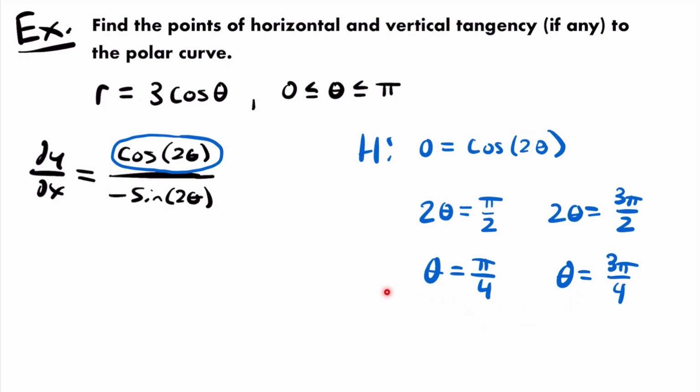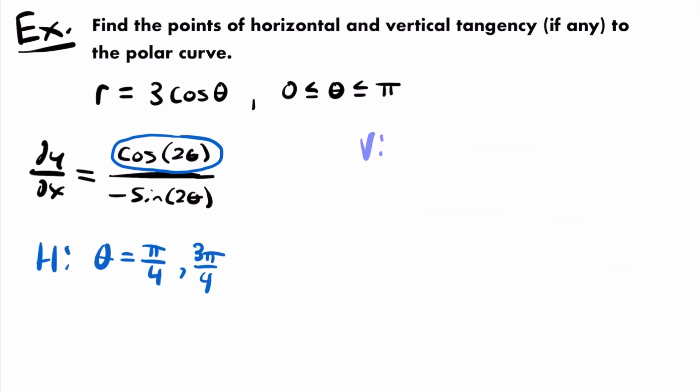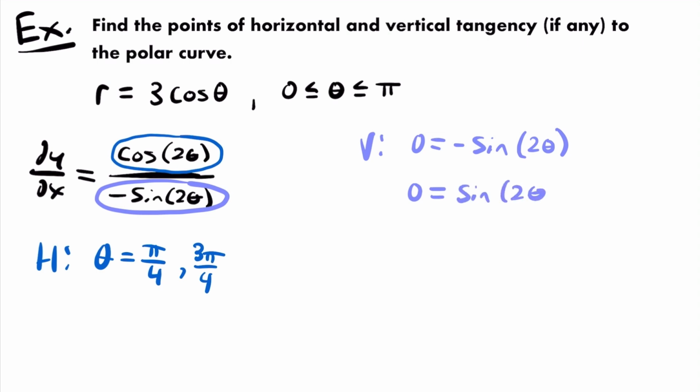Okay, so those are our two angles where we will have horizontal tangent lines, and we'll plug those values of theta into our polar equation at the end to find our full coordinate points, because we do want to find the points of horizontal and vertical tangency. But before we do that, I want to find our angles for vertical tangency. All right, and vertical tangent lines occur where the denominator of our derivative is equal to 0, where the slope is undefined. And so if we set that equal to 0, we'll have 0 is equal to negative sine of 2 theta. Now if we divide both sides by negative 1, we'll still have 0 on that side, and that will be equal to sine of 2 theta.